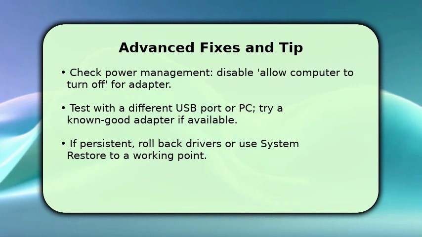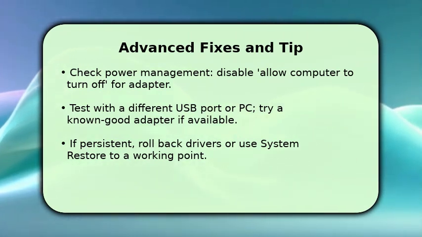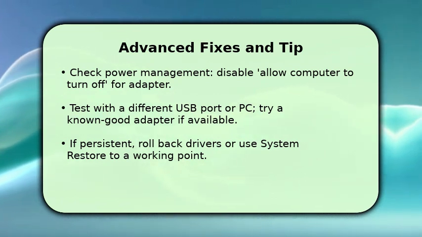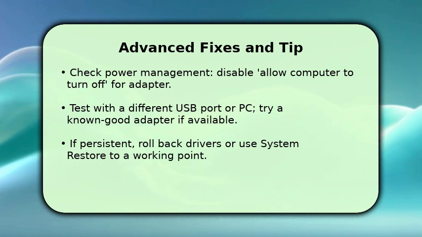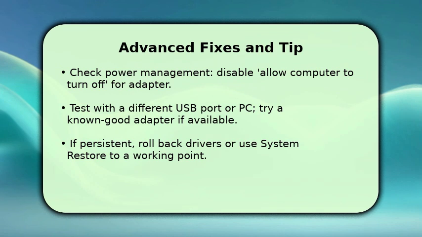Finally, address power and environmental factors. In Adapter Properties, disable power saving that lets the system turn off the device. Use a different USB port or a powered hub to rule out low power. Test the adapter on another computer to confirm hardware failure. If software changes cause trouble, roll back the driver or restore Windows to a recent working point.